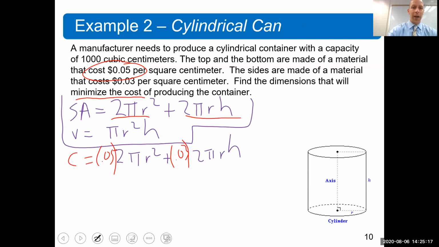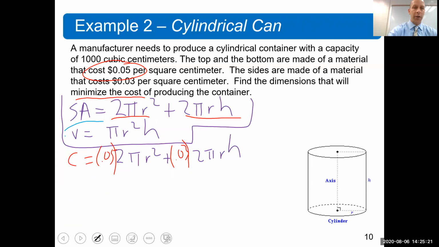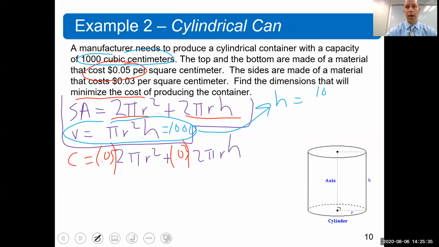So here's the other little trick that's very common in these types of problems: we're actually going to use this equation right here. In fact, I'm going to argue that that volume has to be 1,000. It doesn't change because they gave us that in the problem. And so what that tells us is that H is equal to 1,000 over pi r squared.